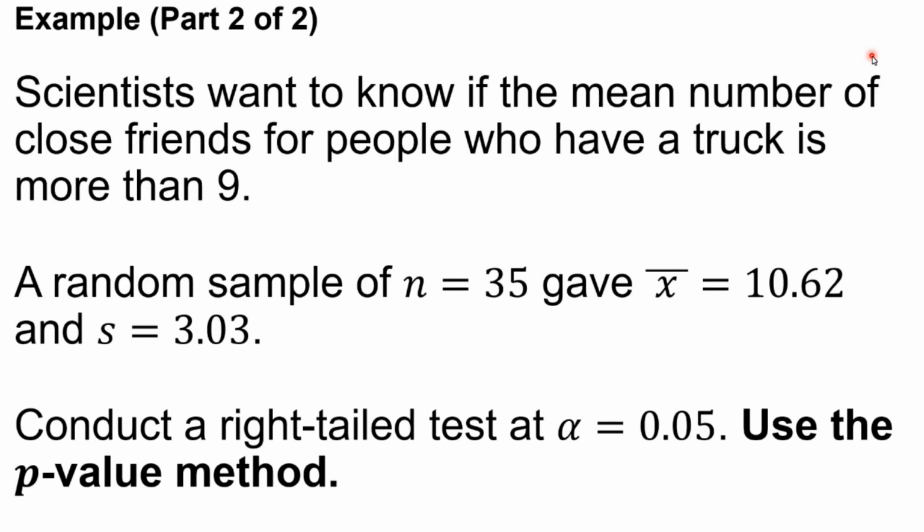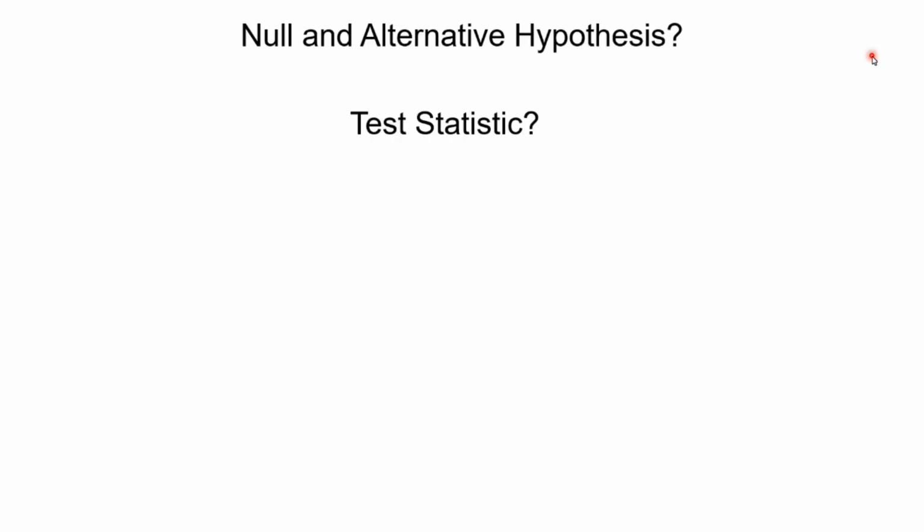So here's part 2. Again, the same setup in the problem. It's just that here we're going to use the p-value method. Conduct a right-tailed test at alpha of 5% using the p-value method. Our null and alternative hypotheses are the same as what we just saw. Mu is greater than 9.